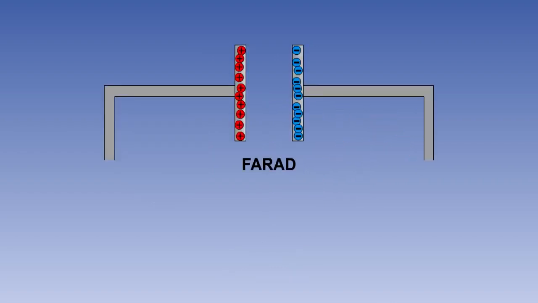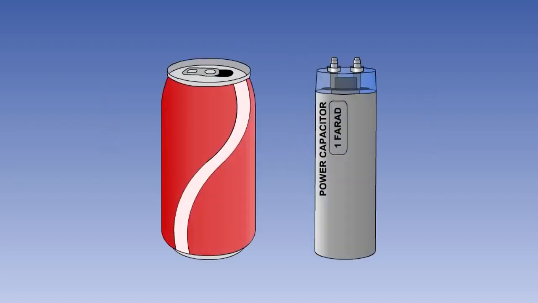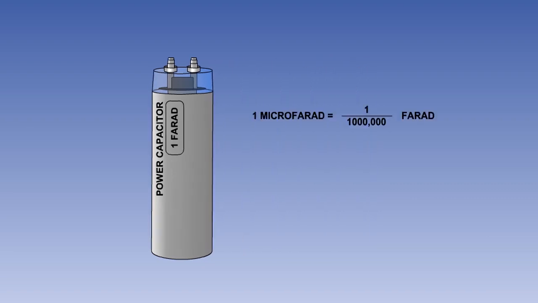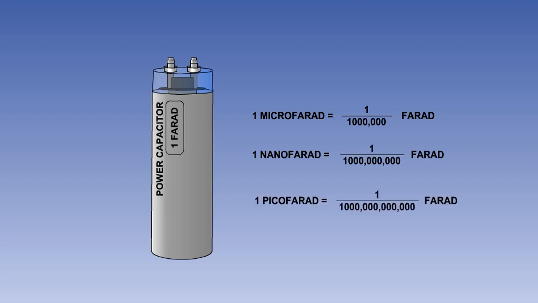The unit of capacitance is the farad, F. In terms of capacitance, the farad is a very large unit. A 1 farad capacitor could be as large as a soft drink can. The farad is therefore subdivided into smaller, more convenient units. 1 microfarad is 1 millionth of a farad. 1 nanofarad is 1,000th of a millionth of a farad. And 1 picofarad is 1 millionth of a millionth of a farad.